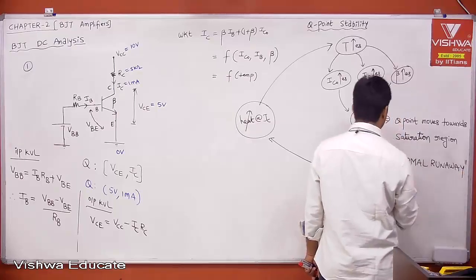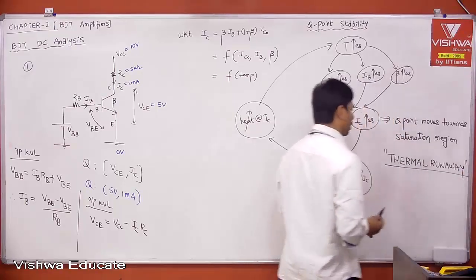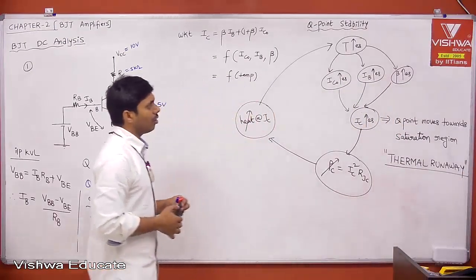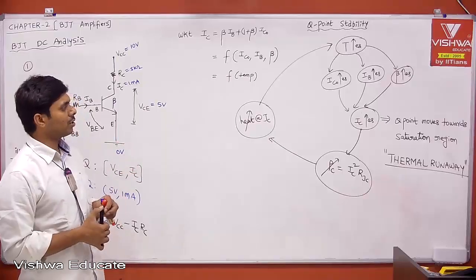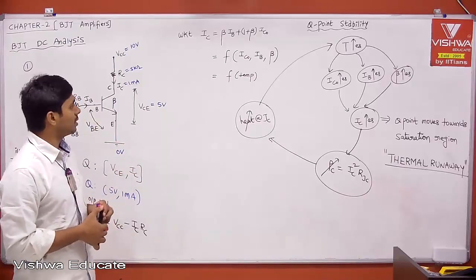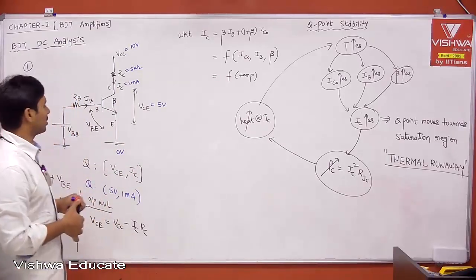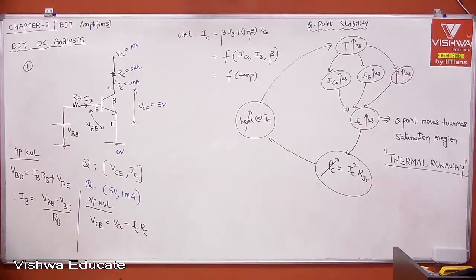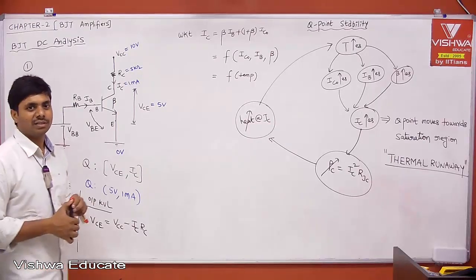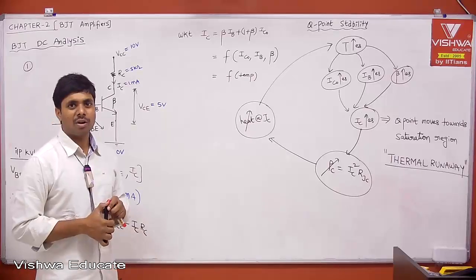This is what is called thermal runaway. Therefore, your Q point is not stable for DC circuit, in this circuit. But what is the name of the circuit? I didn't give the name of the circuit, I just told that DC circuit, right? But what is the name of the circuit?